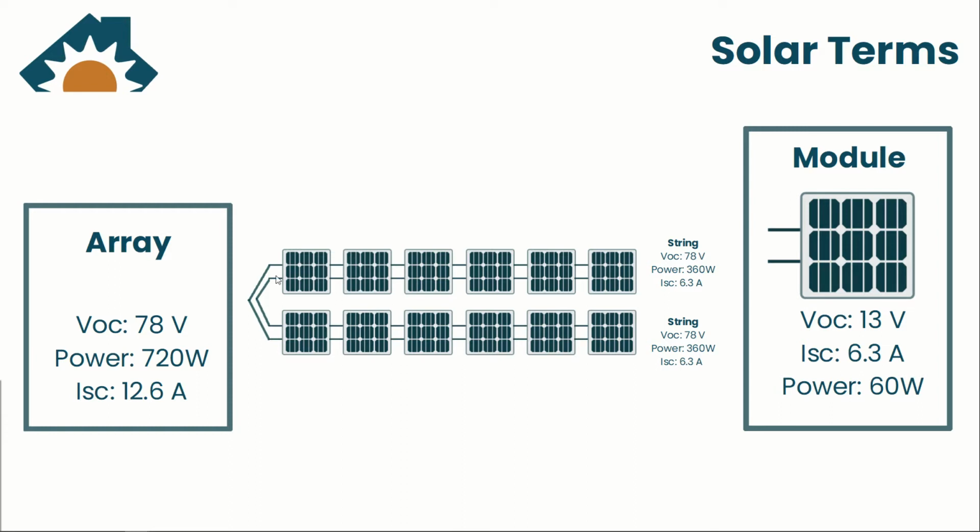But when they combine at one point at an intersection, which is that parallel connection, the traffic combines, or the current in this case. The voltage doesn't change, the length of the highways don't change, but the amount of current, or the amount of traffic, increases by double, assuming that they have the same traffic in each one. So that's how that works. So two strings will add the current of each string and power. Adding up both strings will end up with an array of 78 volts, 720 watts, and a short circuit current of 12.6 amps.